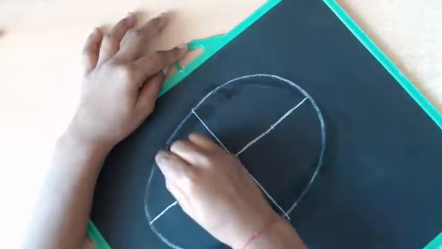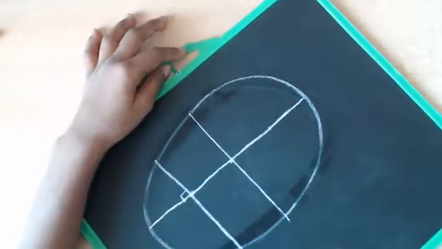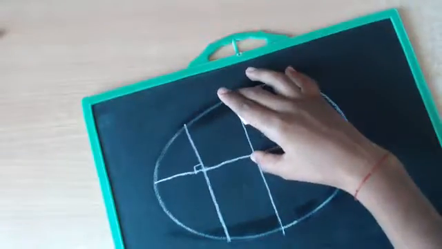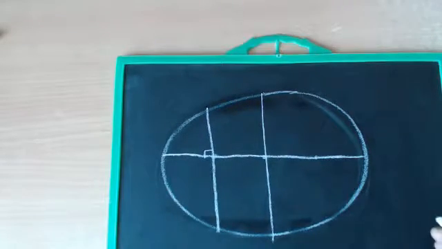Then a line passing through the foci is called latus rectum, and it is perpendicular to major axis. And latus rectum is equal to twice the square of half of minor axis divided by half of major axis. And that's a property of ellipse.